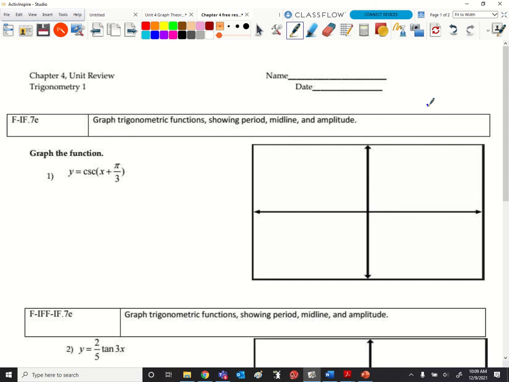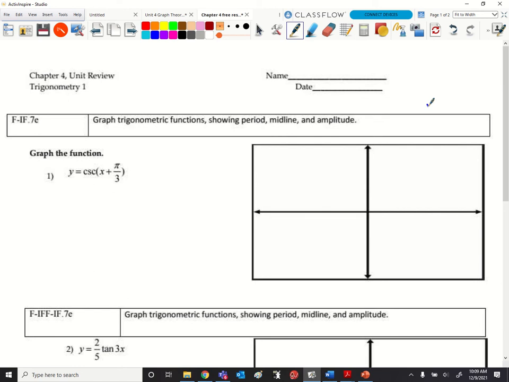This is the review for the Unit 4 free response. So we're going to go through the steps, same thing that we did every single time. It says graph, so I'm going to just do the steps as I go.